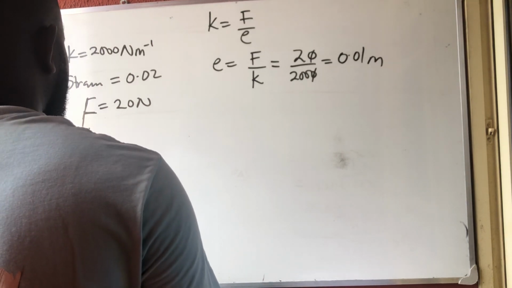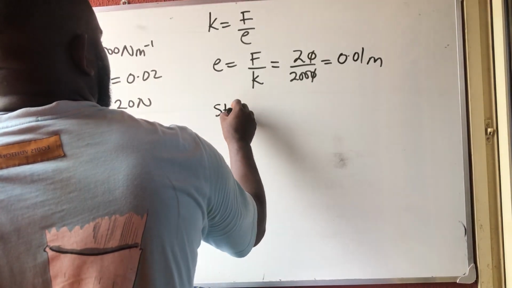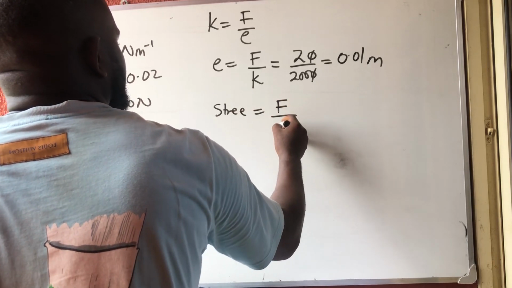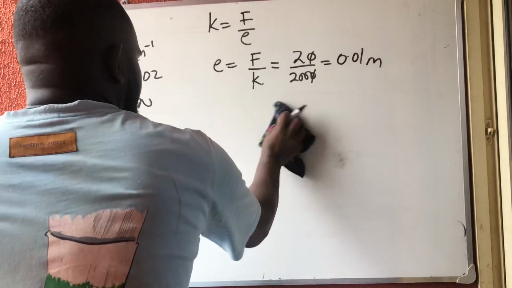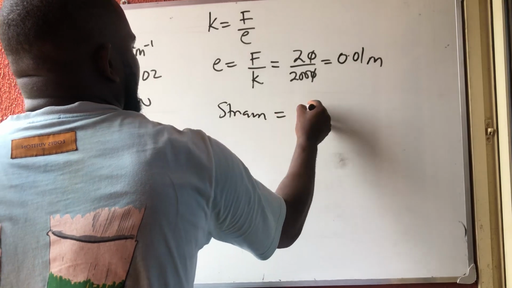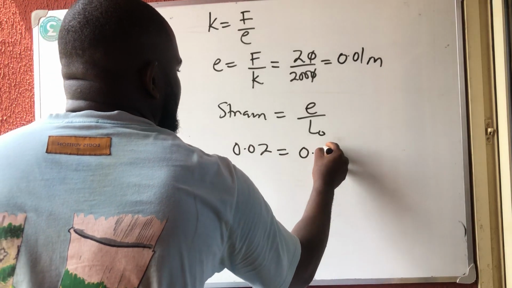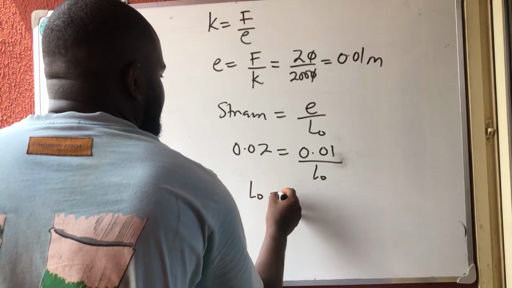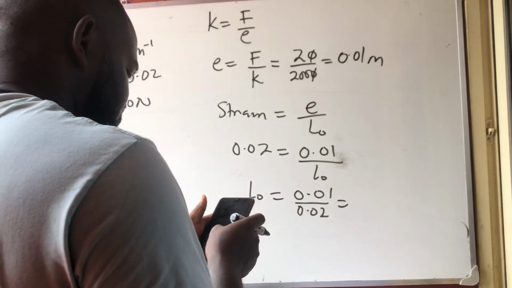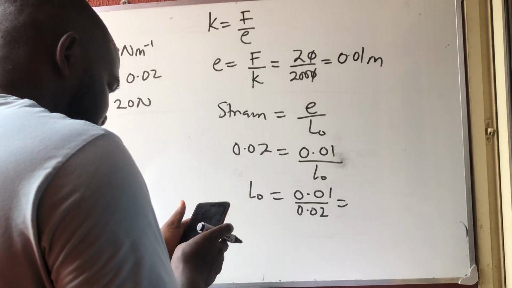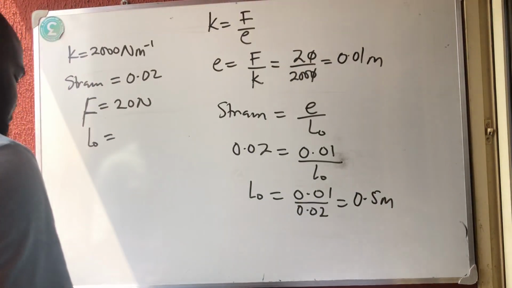I've gotten the extension, but they're asking us the original length. I know that stress is equal to force over area, and strain is equal to extension over original length. So the strain 0.02 is equal to extension 0.01 divided by original length. So my original length is 0.01 divided by 0.02. Very simple. So I'm having 0.5 meters. This is the original length of this material.